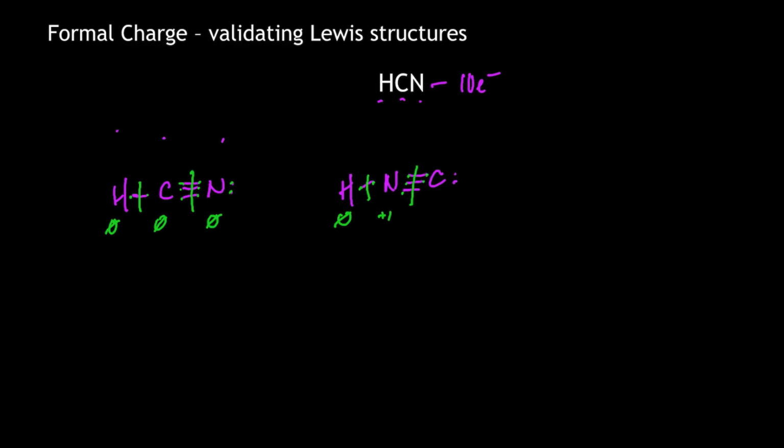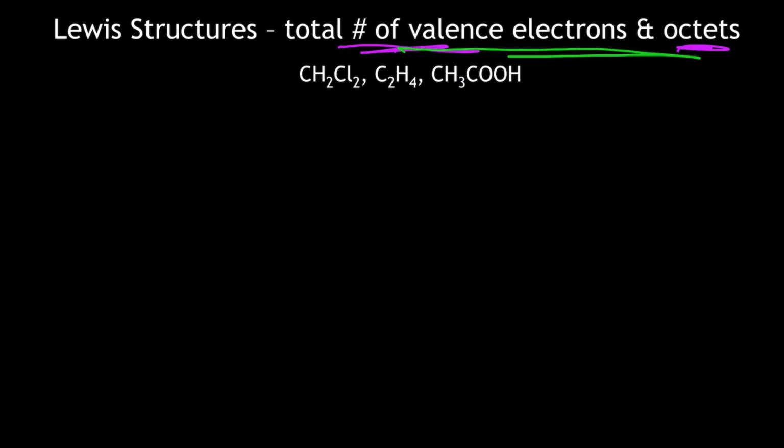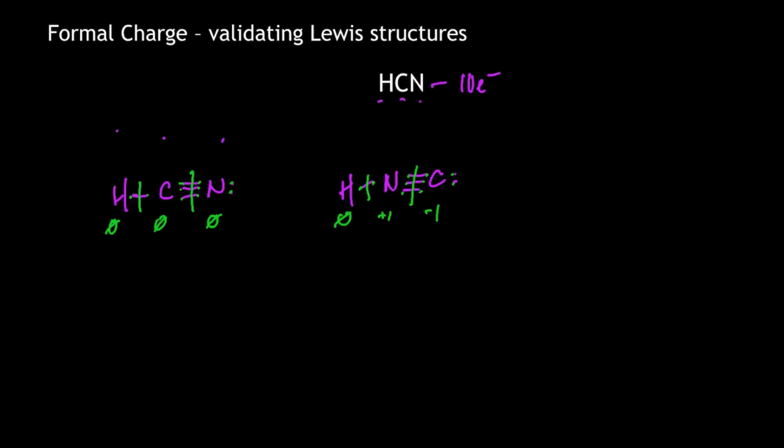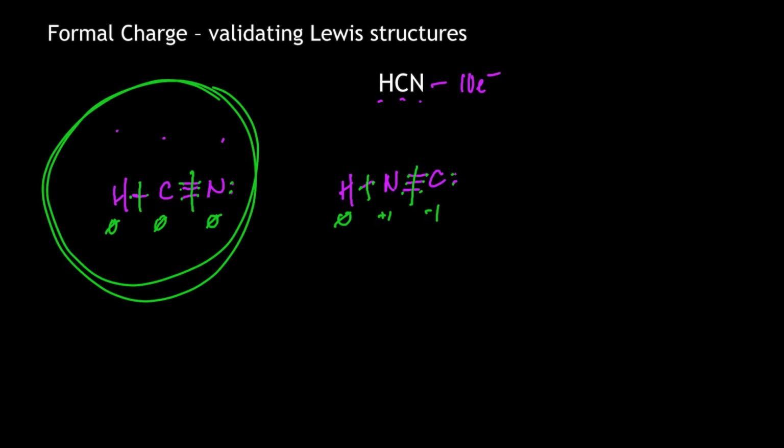Carbon has 1, 2, 3, 4, 5, but it only came with 4, so minus 1. So obviously, if we use the right numbers and meet these criteria, then our formal charges should sum to 0, or to whatever the charge of the particular ion is. And now that we have formal charge, we can say that this is the better structure because it has formal charges of 0, yes?